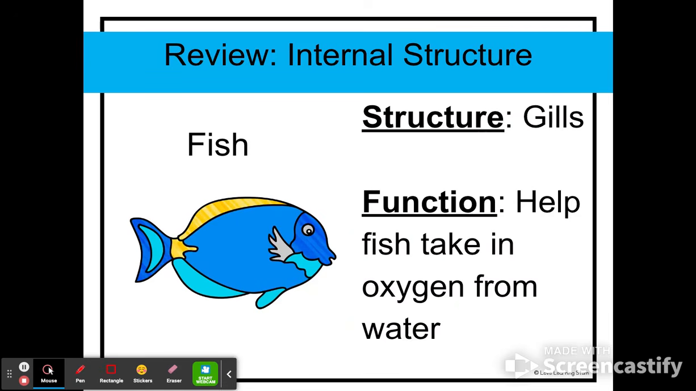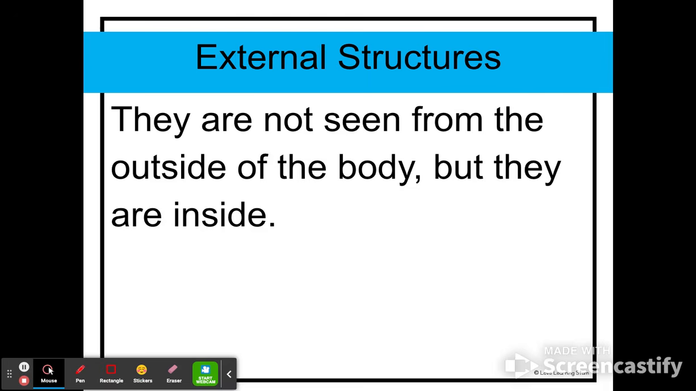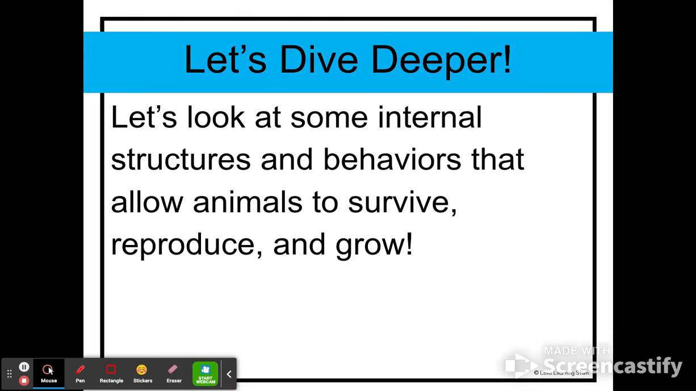So let's review. We have a fish, and we have structures like its fins, but we're going to look at the gills. What is the function of the gills? Well, gills help fish take in oxygen from the water. External structures are seen outside, but internal structures are inside of the body of animals, and you cannot see them, but they still help animals to survive, reproduce, and grow.